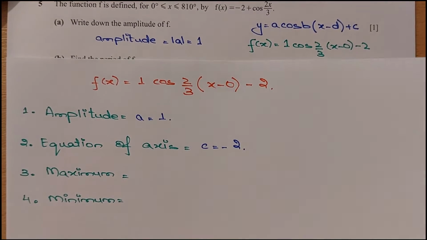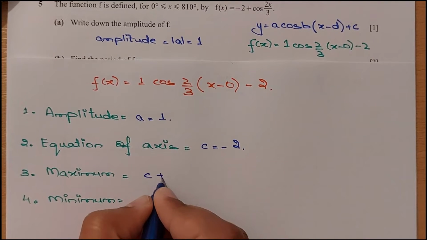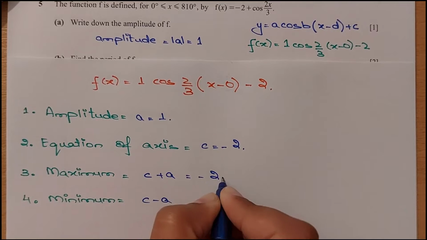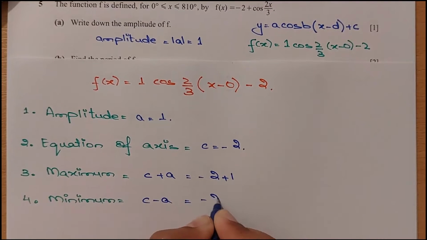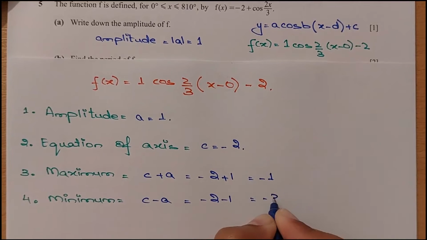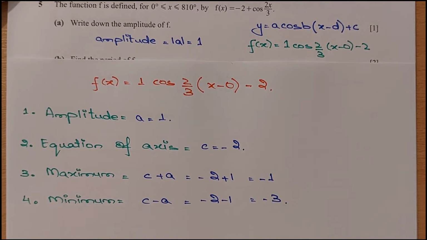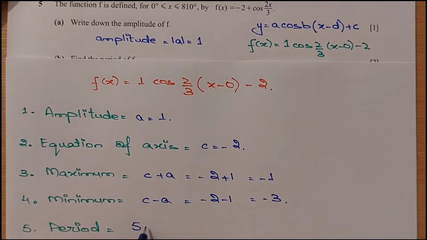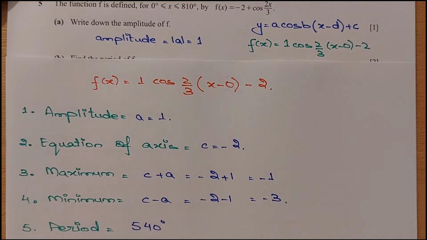The maximum has the formula c plus a, and the minimum has the formula c minus a. So c is minus 2 plus 1, and here minus 2 minus 1. Here we have minus 1 as the maximum point and minus 3 as the minimum point for this curve, right? The fifth thing is the period we just got in the b part, that is 540 degrees. One complete cycle for this curve is 540 degrees.